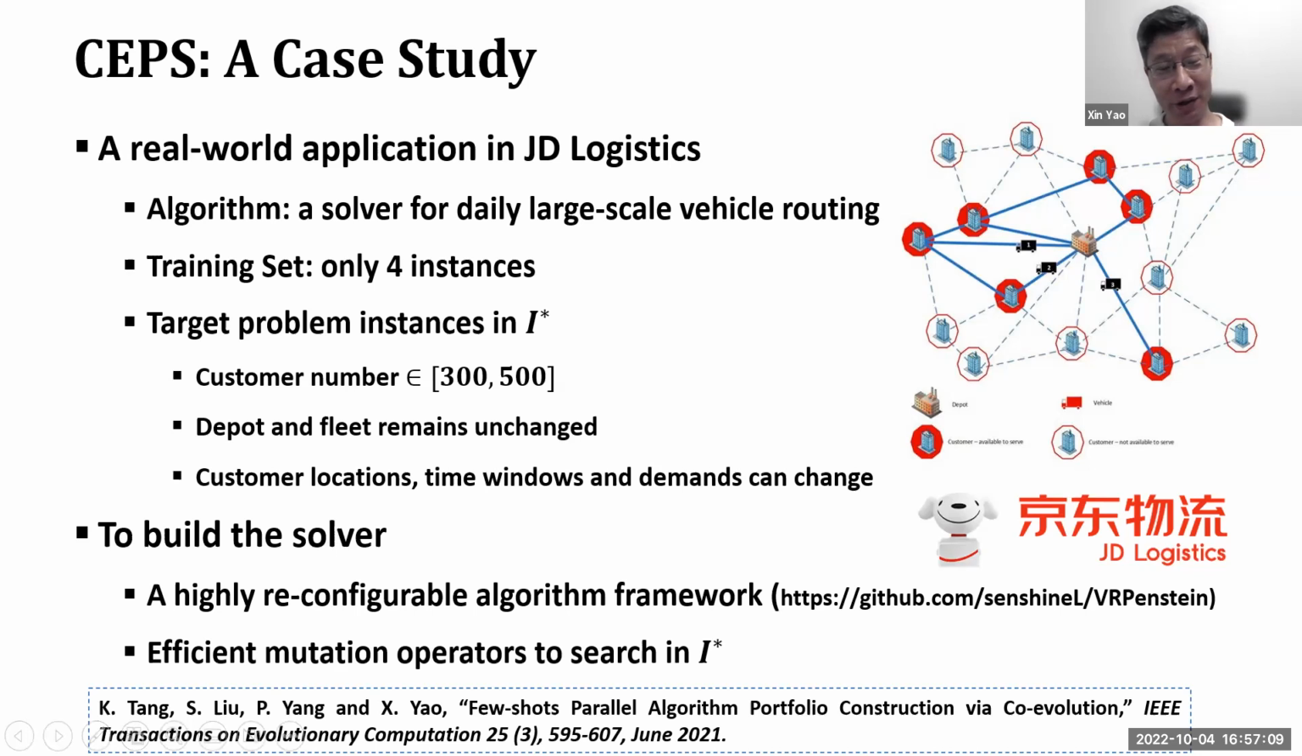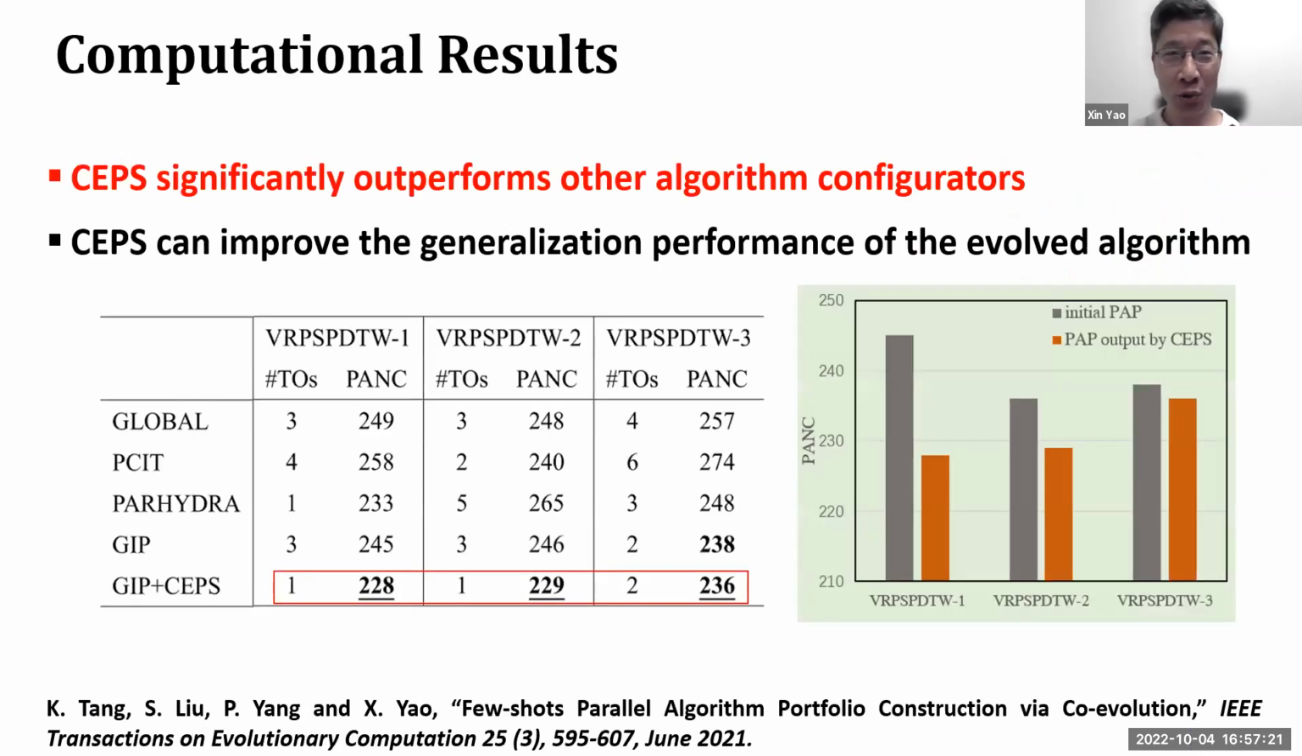After I evolve this solver, keep in mind this solver basically is a vehicle routing algorithm. And then I apply this solver without any changes to a set of benchmark problems. And this set of benchmark problems has never been seen, has never been used in this evolutionary process. Surprisingly, this evolved algorithm, not human designed, actually outperforms other state-of-the-art algorithms.